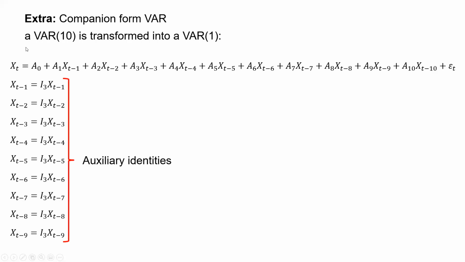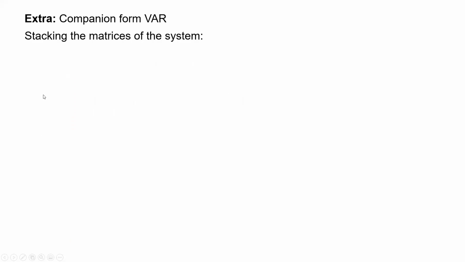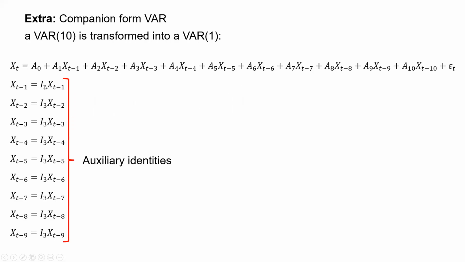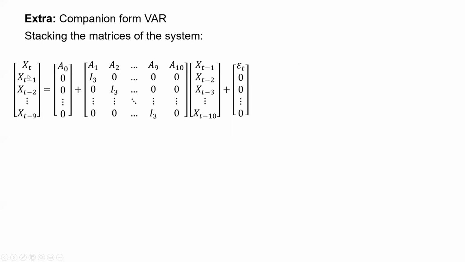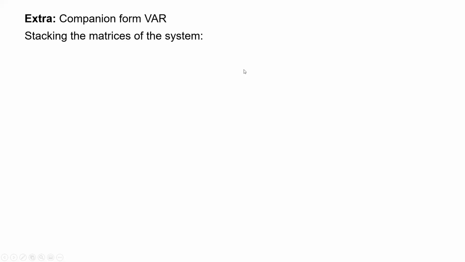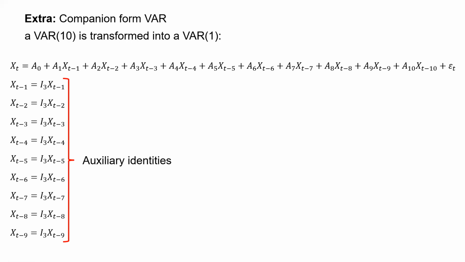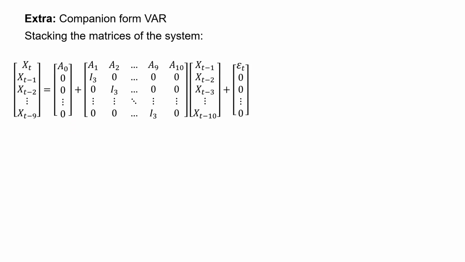The second row, do you guys remember X_t-1 equals identity times X_t-1? So if you go here, X_t-1 equals 0 plus identity times X_t-1 plus 0 times this plus 0 times this plus 0 times this. So nothing else, plus 0. So that way we put the whole VAR(10) model into the same system with the auxiliary identities, and we get to this system of equations in matrix form.